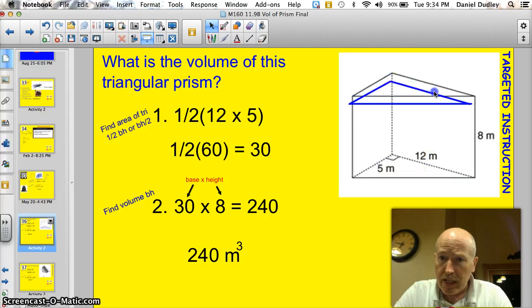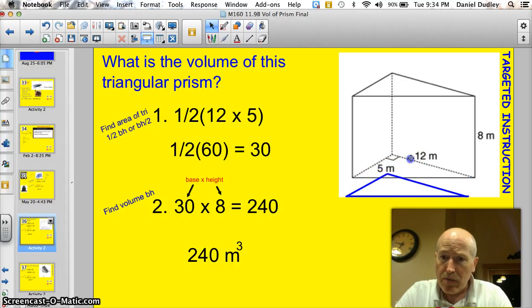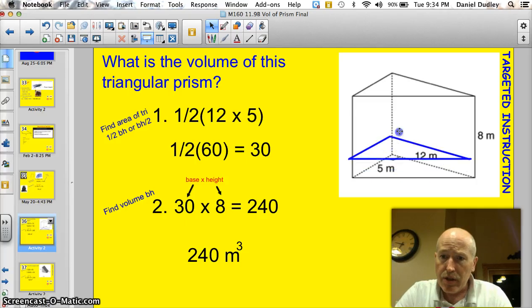So here it is, sliding it down, I can see that the actual area here, we're going to have a 12 times 5. So the base would be 12 and the height would be 5. So here's my formula, 1/2, 12 times 5. Simplify that basic fact to 1/2 of 60, which is 30. So the area of my base here, my triangular base, is 30.